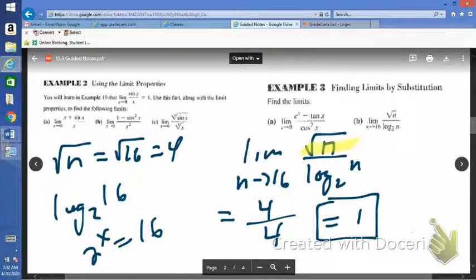Alright, so these problems were nice, again, because we could just plug in. In part A we plugged in 0, in part B we plugged in 16, and why could we plug in right away is because it would not give us a denominator of 0.